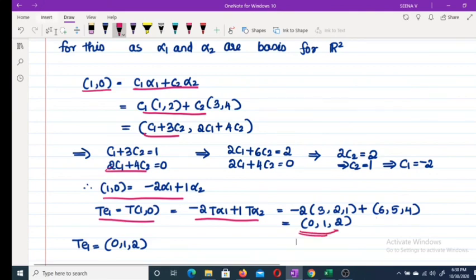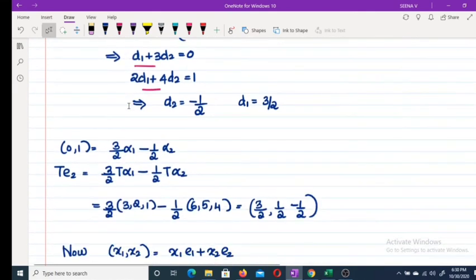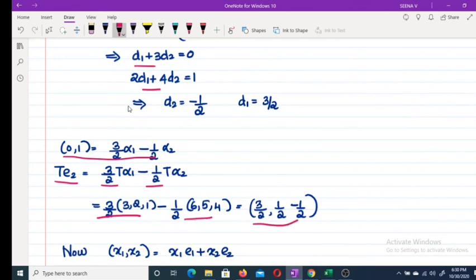Now what is E2? E2 is 0, 1. You can write it like this. Again find the values of D1 and D2, and we get D1 and D2. Substituting this we get this one. And T of E2 equals 3 by 2 T alpha 1 minus 1 by 2 T alpha 2 and this one, and finally we get this one.